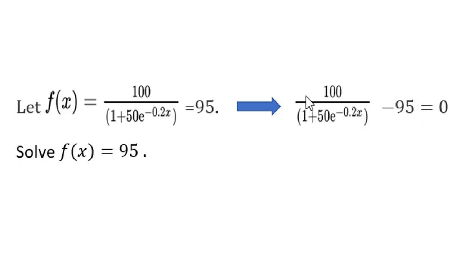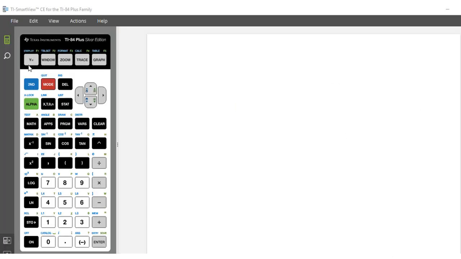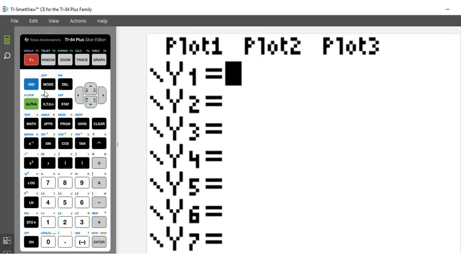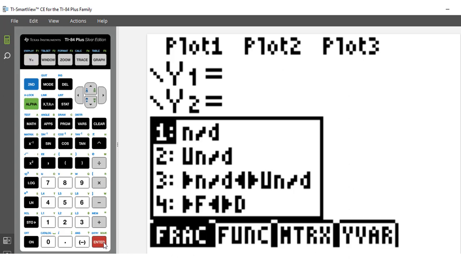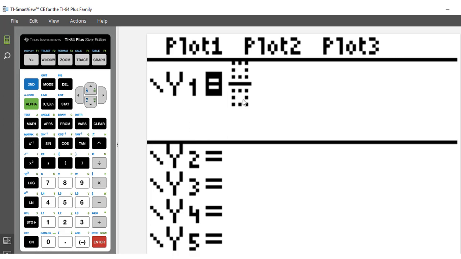But since this function is so complicated, we will go to y1 first. Then we put y1 into equation solver. Therefore, we go to y equals. We use alpha y equals. We get the fraction. This kind of fraction for equation solver is not available. That's the reason we use y1 equals.